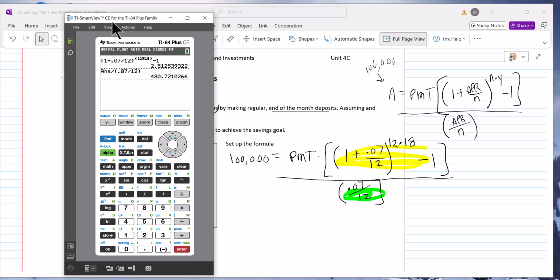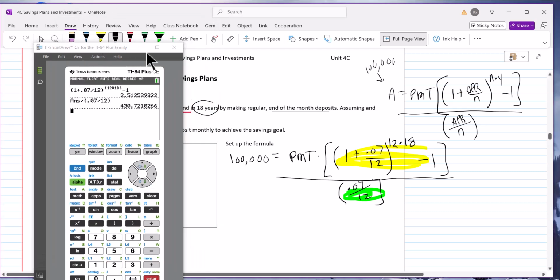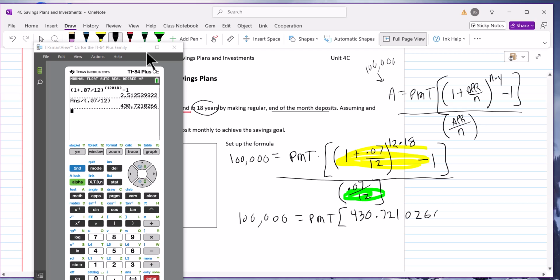So I'm going to write down what we get in this formula. So bring down the 100,000, don't forget about it. That's equal to the payment multiplied by 430.7210266. Okay, like that. We have an algebraic equation that we can solve, and then we can get this. Okay, all right, does anybody have a question about what I did?